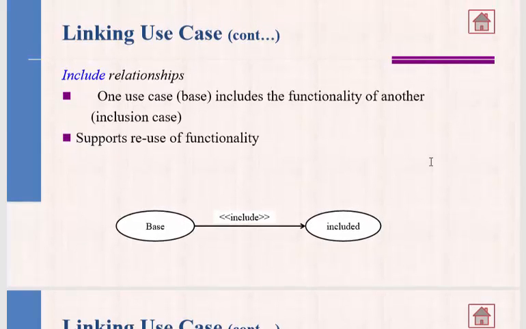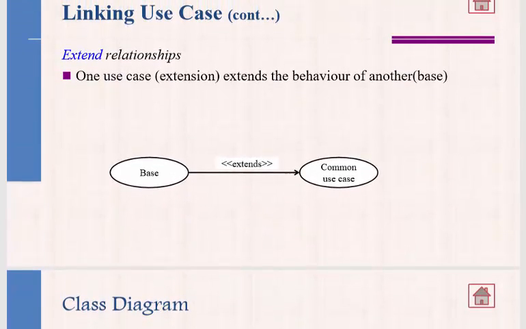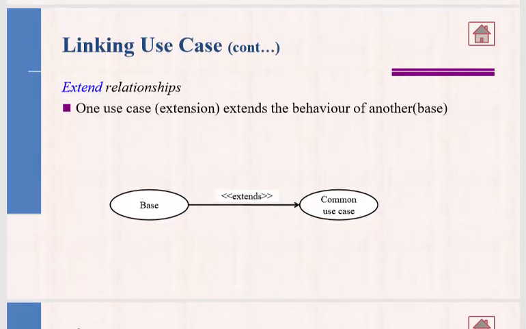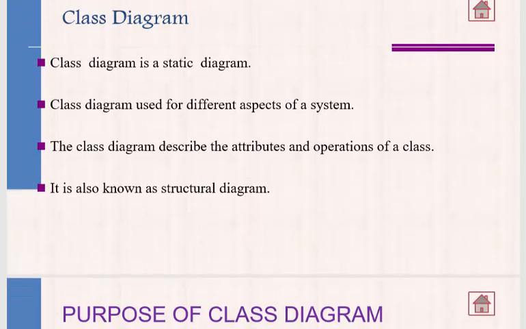Linking use cases: we have the include relationship. One base use case includes the functionality of another included use case, and it supports reuse of functionality. Extend relationship: one use case extends the behavior of another base use case.